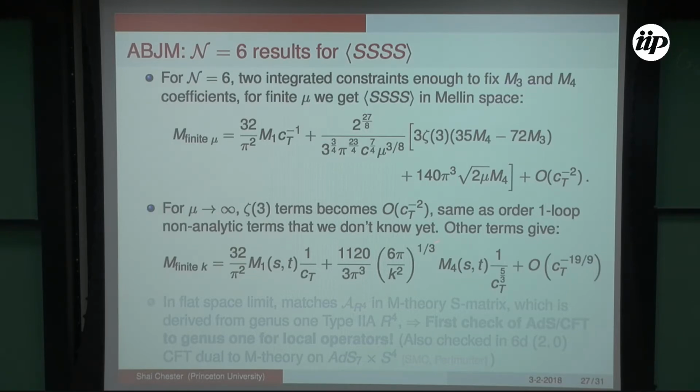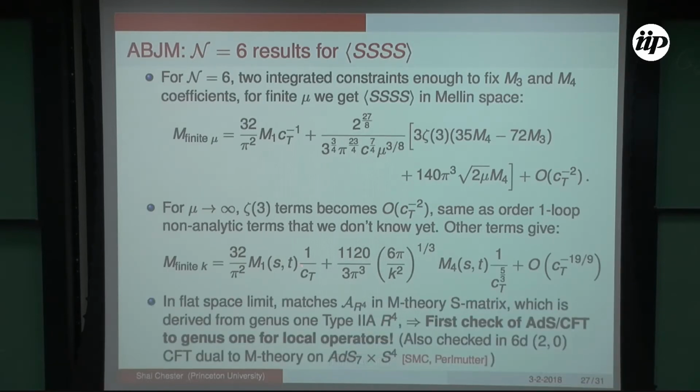So here we have the finite k limit, which we're going to compare to M theory. In particular, if we take the flat space limit of this, we exactly recover the r to the 4 term in the M theory S matrix. This is actually a check of AdS/CFT to genus 1, because the tree level r to the 4 in M theory was derived from the genus 1 term in type 2A. So this is the first check of AdS/CFT to genus 1 for local operators.